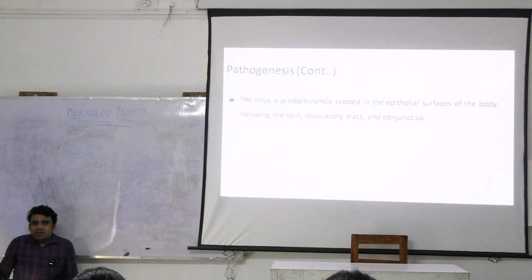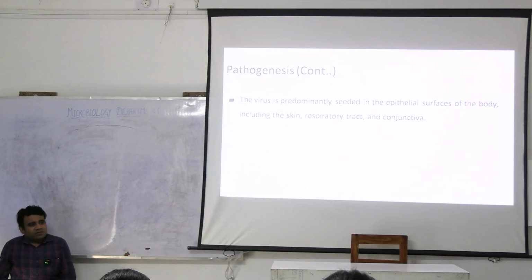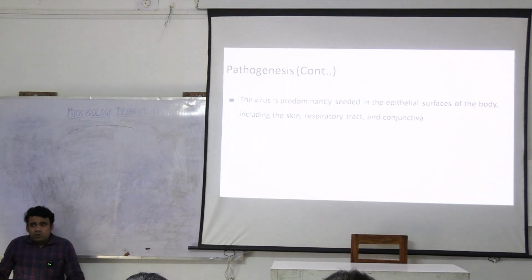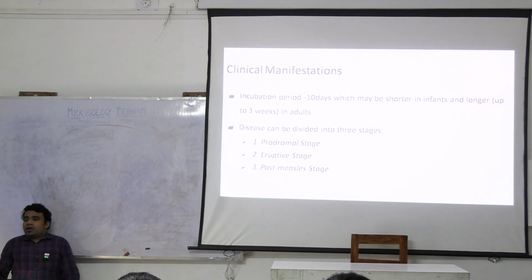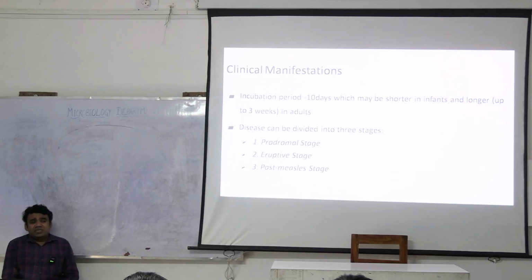Now what can be the complications? If the skin is affected, there may be secondary bacterial infection of skin lesions. If the pharynx is affected, pharyngitis can happen. If respiratory tract infection occurs, then secondary bacterial pneumonia can happen. So this manifests after an incubation period of 10 days, and it manifests in 3 phases.